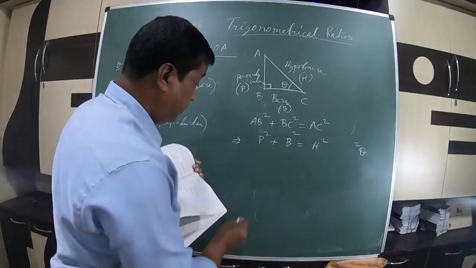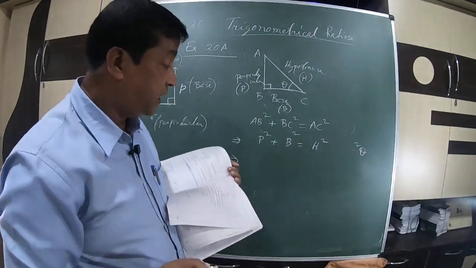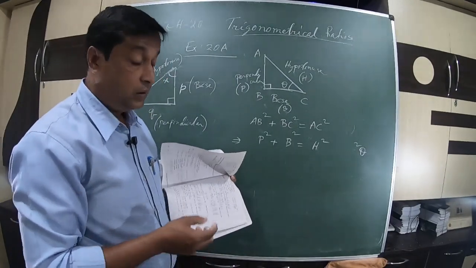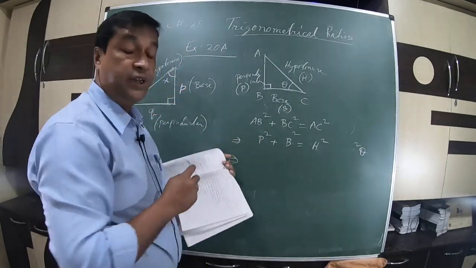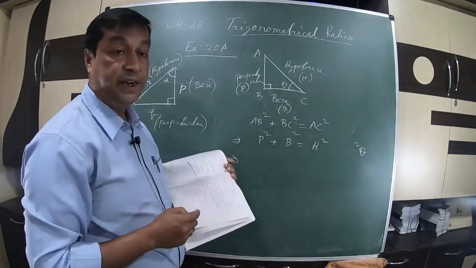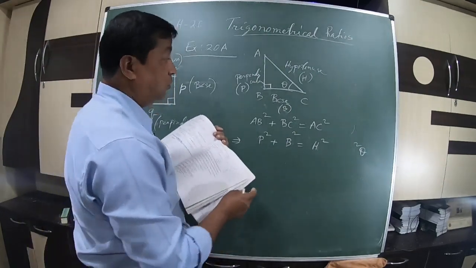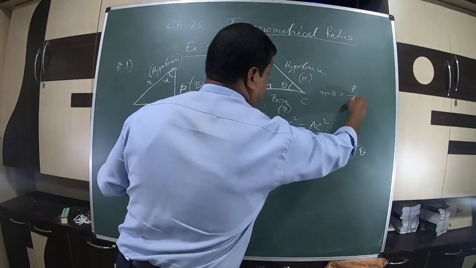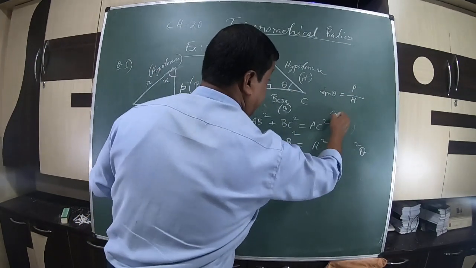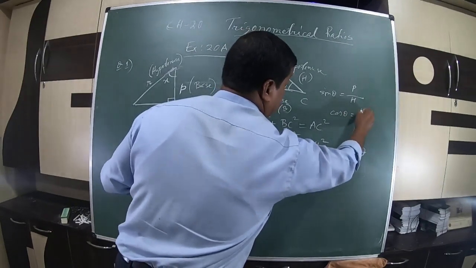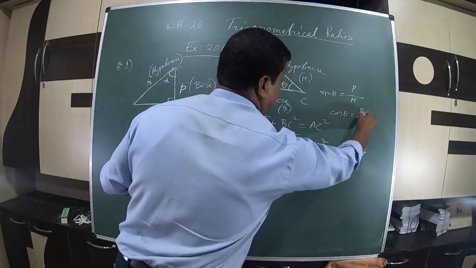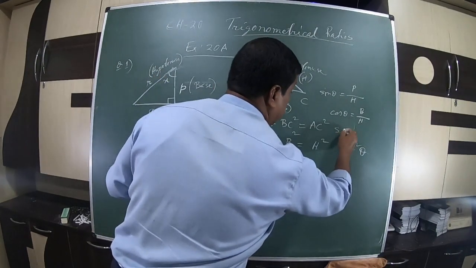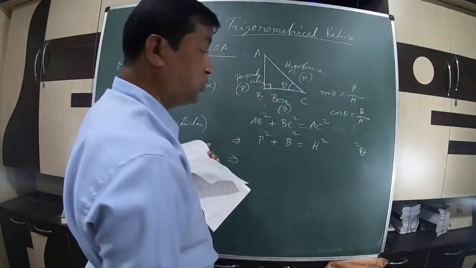Now if I go for the first formula, that is the relation between sine square and cos square, you have to find the sine theta from here. Now what is sine theta? I have already discussed before, sine theta is perpendicular by hypotenuse. Now what is cos theta? That is base by hypotenuse. Okay, you need only these two.